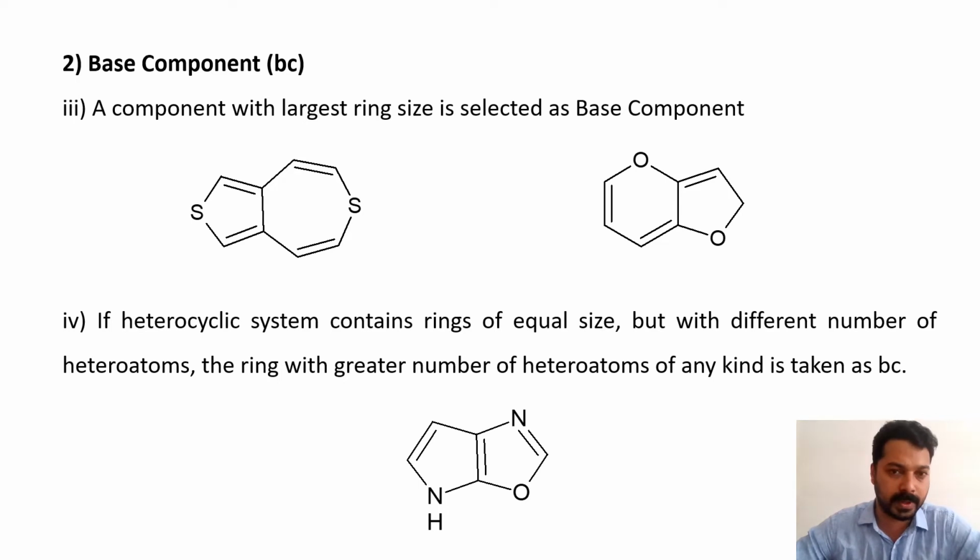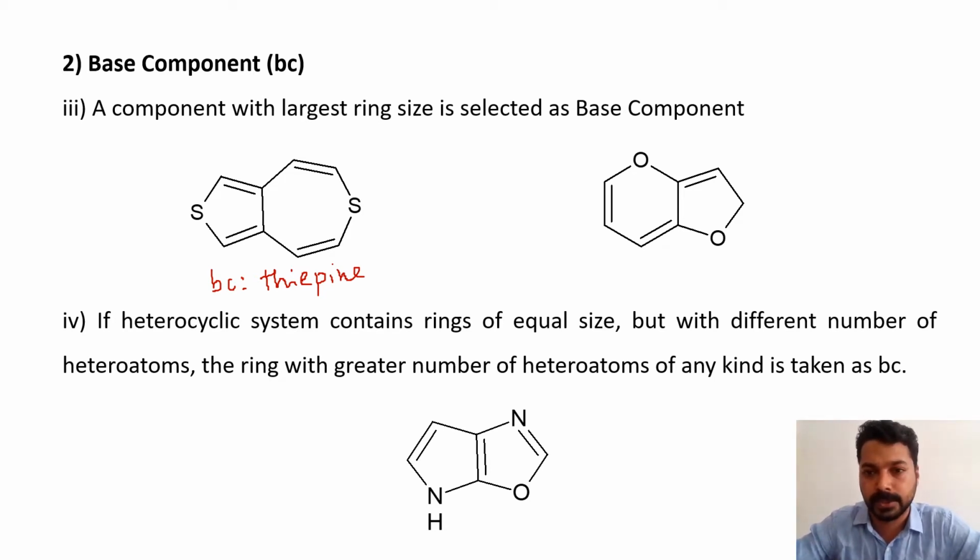If you take this one, you can see thiophene and thiepine. Thiepine has ring size 7, so the base component is thiepine. Thia plus epine. Thiepine will be the base component.